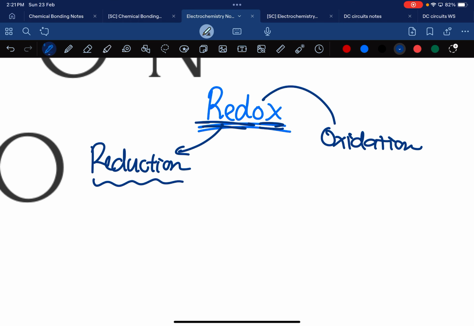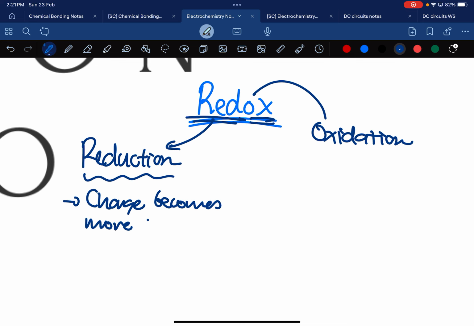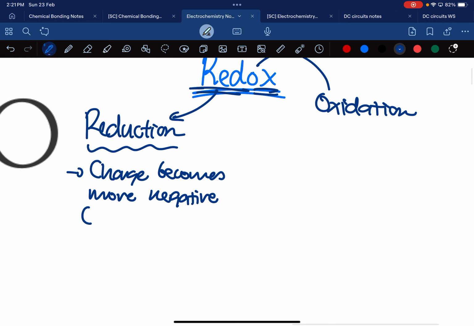Okay, so what exactly is reduction? Reduction is when essentially your charge becomes more negative. How does somebody's charge become more negative? You gain electrons. There are other definitions for reduction, but for the purpose of today's notes, this is all we need to know.